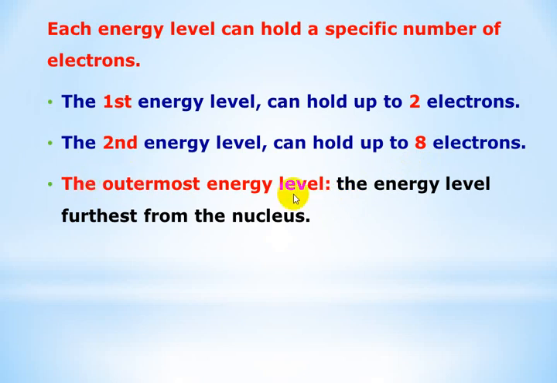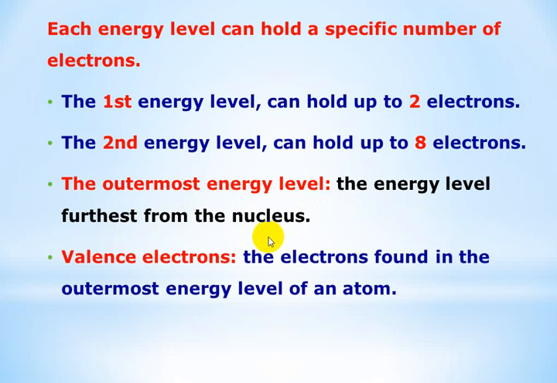The outermost energy level. What is the outermost energy level? Suppose we have 3 electrons. 2 electrons will be in the first energy level and 1 electron in the second energy level. So the second energy level now is the outermost energy level. It's the energy level farthest from the nucleus that contains electrons. And the number of electrons found in the outermost energy level of an atom are called valence electrons. So valence electrons exist in the outermost energy level.